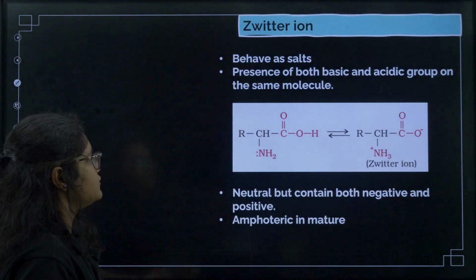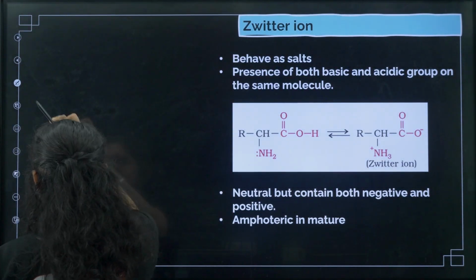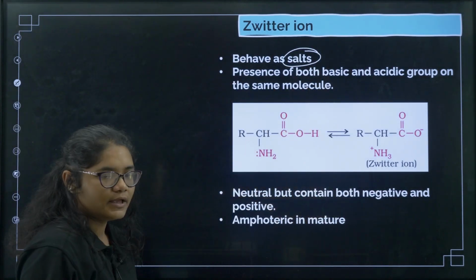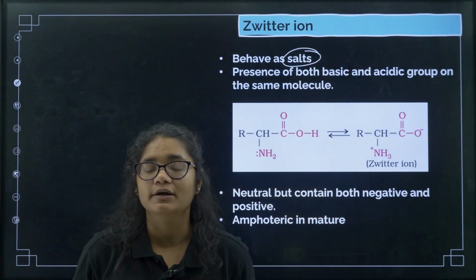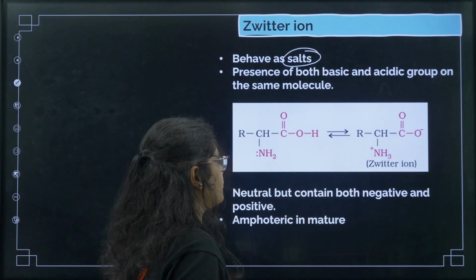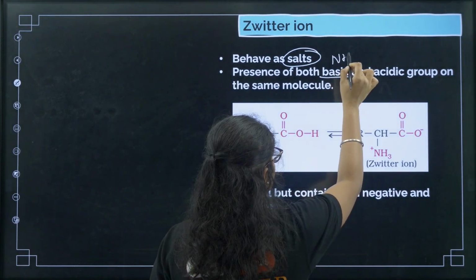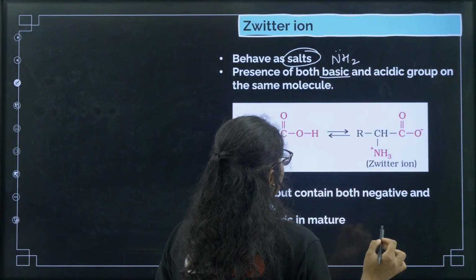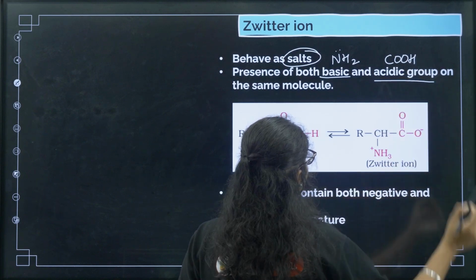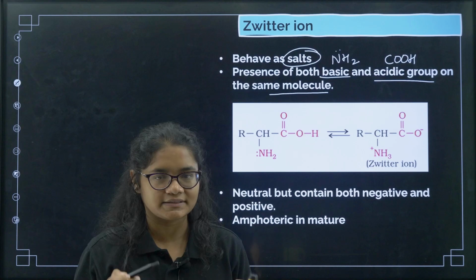Now something called a Zwitter ion. It is said that amino acids behave as salts. Now when is a salt formed? A salt is formed when an acid and a base react. In an amino acid, you saw there is both a basic group, which is the NH2 group because it has a lone pair of electrons, and an acidic group, that is the COOH group, on the same molecule.